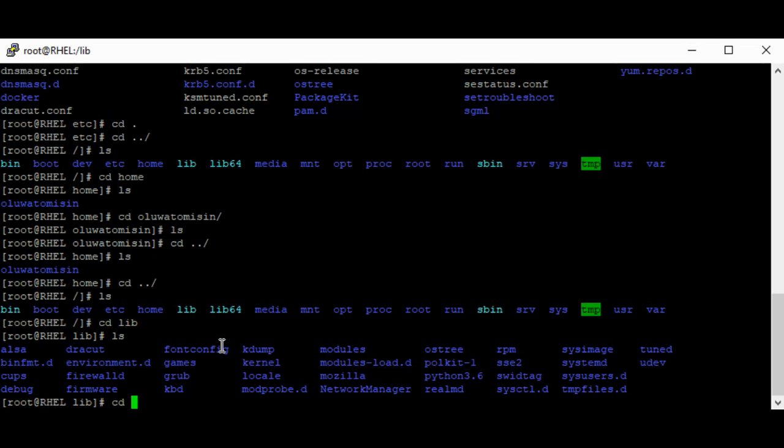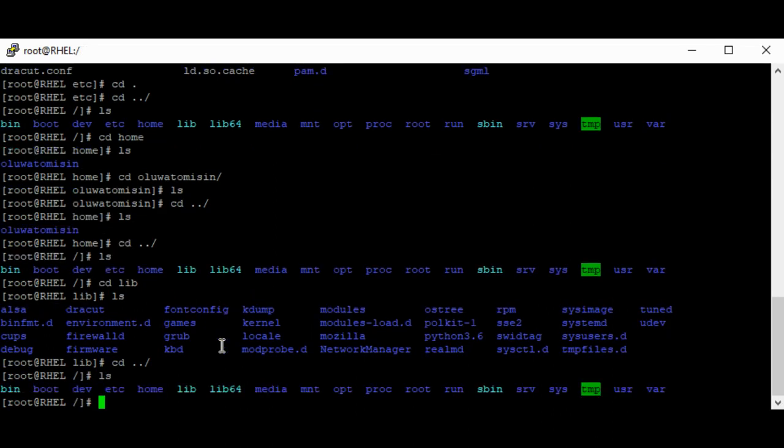So the next directory in line is lib64. The lib64 is also similar to the lib directory. The difference between these two directories is that the lib64 stores 64-bit library files. That's just the difference. So they are the same. They both store library files.